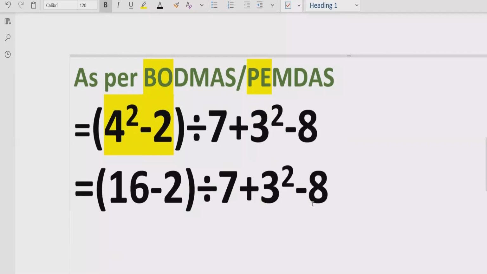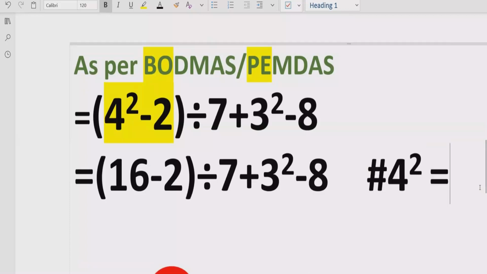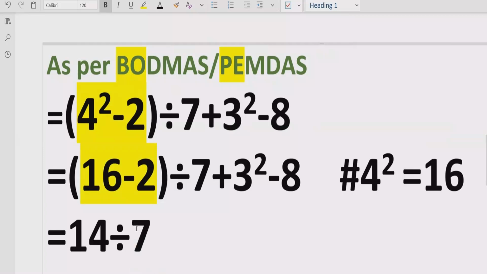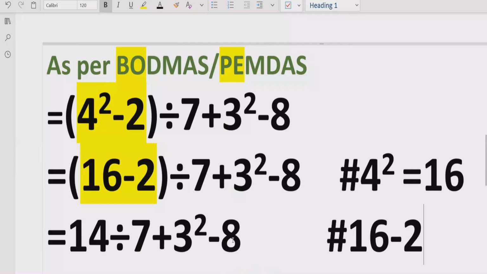8. Now move forward, we have to give the reference here: 4 raised to power 2 equals 16. Now move forward. Again, we have to solve the bracket. Here we have two numbers which are subtracted from each other, so we subtract both of them and the answer is 14. So 14 divided by 7 plus 3 raised to power 2 minus 8. And here we give the reference: 16 minus 2 equals 14.